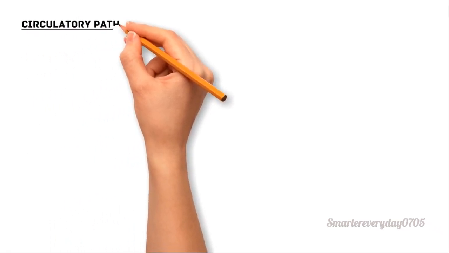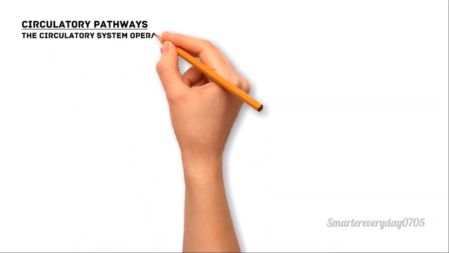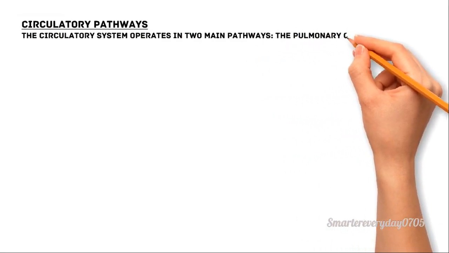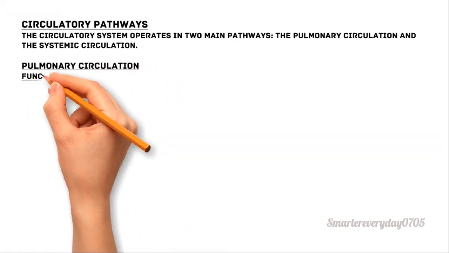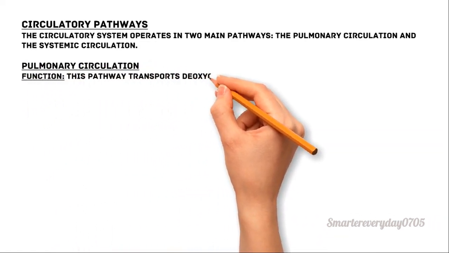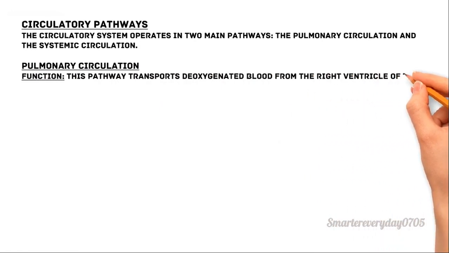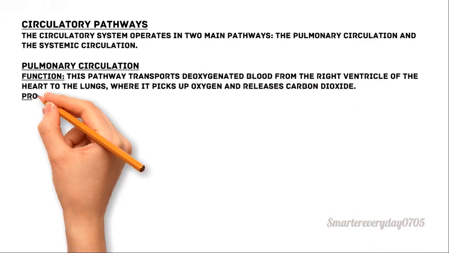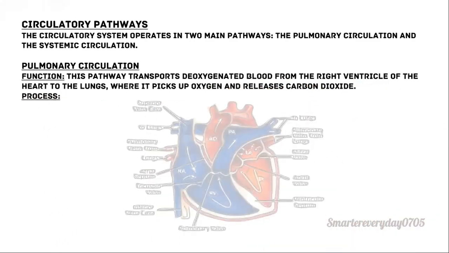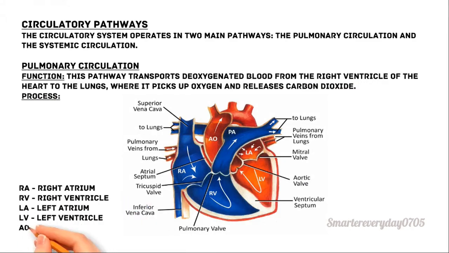Circulatory pathways. The circulatory system operates in 2 main pathways, the pulmonary circulation and the systemic circulation. Pulmonary circulation. Function. This pathway transports deoxygenated blood from the right ventricle of the heart to the lungs, where it picks up oxygen and releases carbon dioxide.